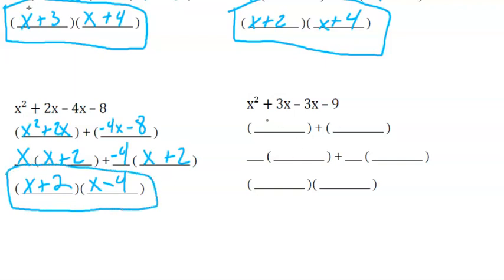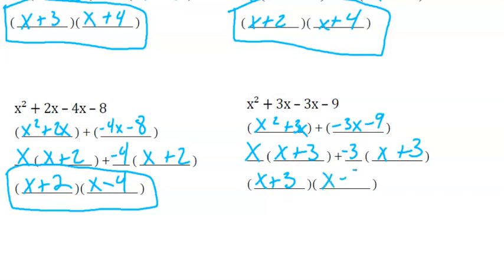And then we have this one, x squared plus 3x minus 9. Let's write our 2 groupings. X squared and 3x, you can take out x, you're left with x plus 3. Negative 3x and negative 9, you can take out negative 3. Both of the groupings have an x plus 3, so we could take that out. And then we're left with x and negative 3. So x minus 3.